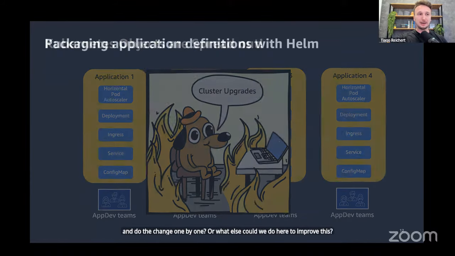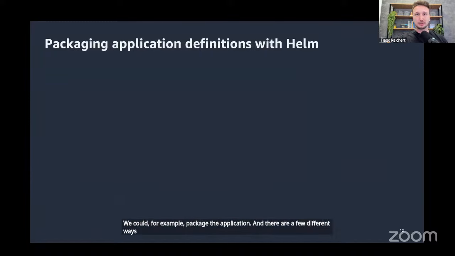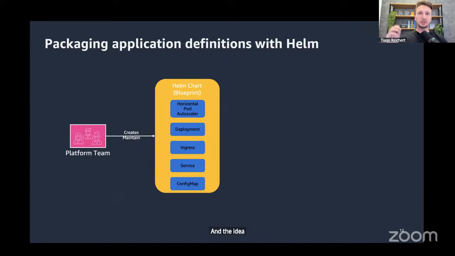We could, for example, package the application. And there are a few different ways to do the packaging. You could use Kustomize, you could use Helm. In our case here, we chose Helm because we know a lot of people already know about Helm. And the idea is that you package all those objects that define your application.